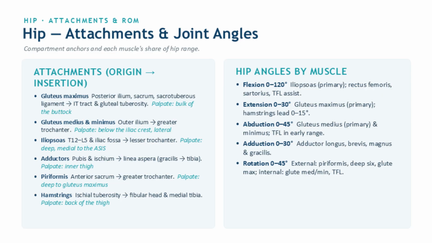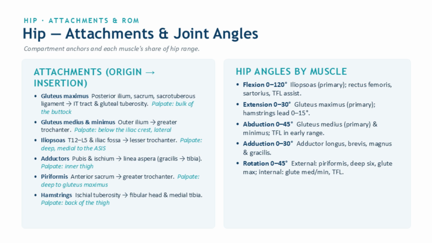Hip attachments and joint angles. Muscle attachments determine movement. By understanding where a muscle originates and inserts, you can predict the action it will produce when it contracts. As you review the hip muscles, focus on the direction of their pull and the movements they create. Notice that some muscles contribute to multiple actions depending on the position of the joint.